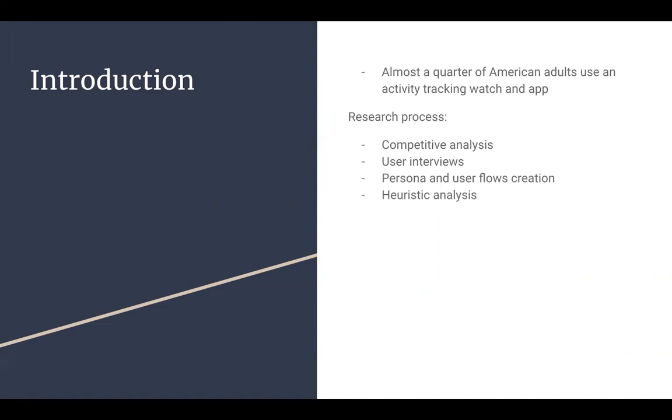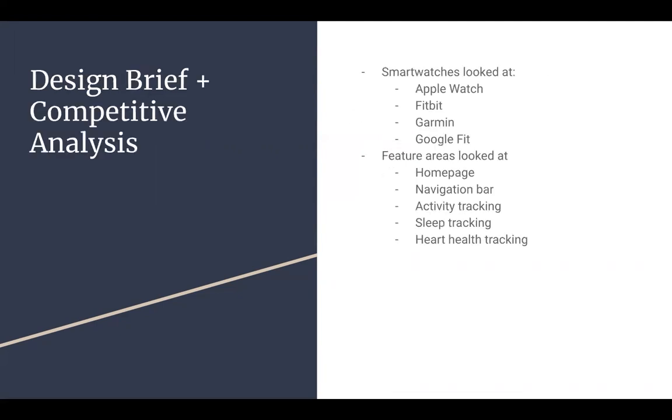To do this, our research process included a competitive analysis, user interviews, creating personas and user flows, and then completing a heuristic analysis, which each of my group members will get into later. We first started by doing a competitive analysis between the four most popular activity tracking watches so we can pinpoint the differences of important features. The watches that we looked at were the Apple Watch, Fitbit, Garmin Watch, and Google Fit.